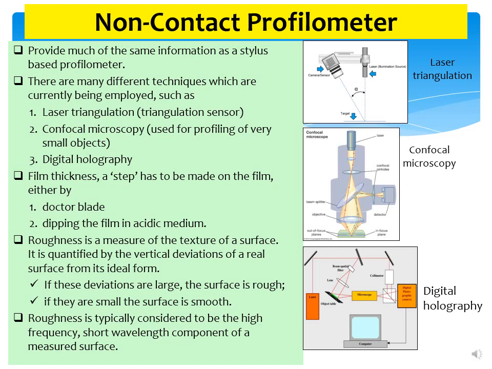Roughness is a measure of the texture of a surface. It is quantified by the vertical deviations of a real surface from its ideal form. If these deviations are large, the surface is rough; if they are small, the surface is smooth. Roughness is typically considered to be the high-frequency, short wavelength component of a measured surface.